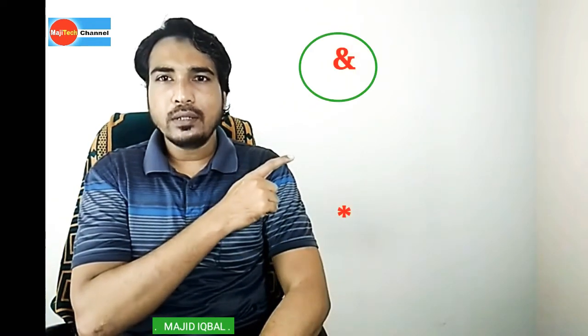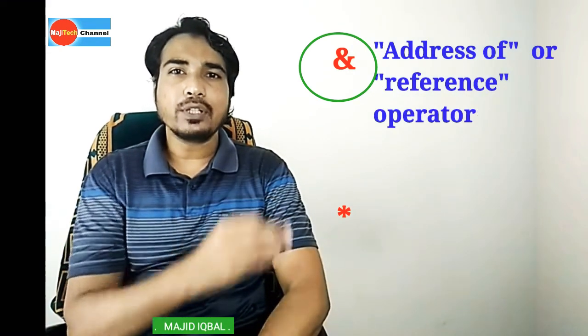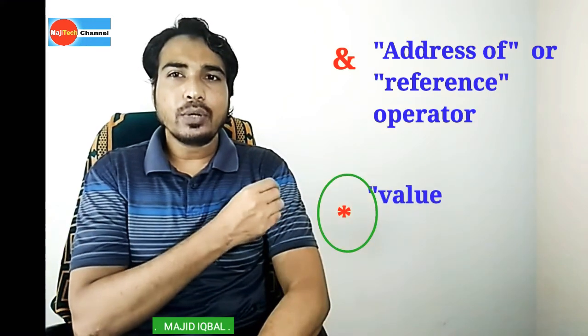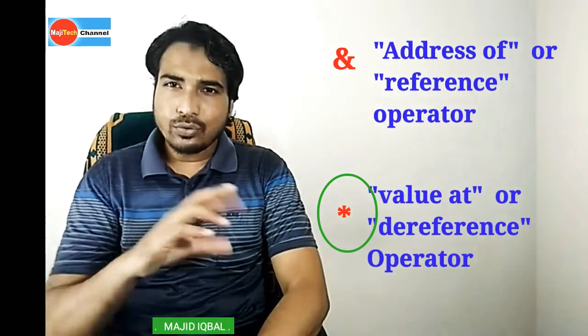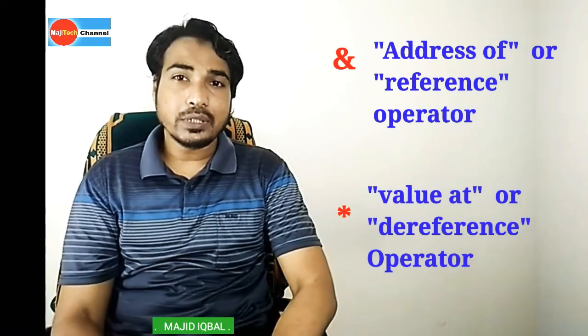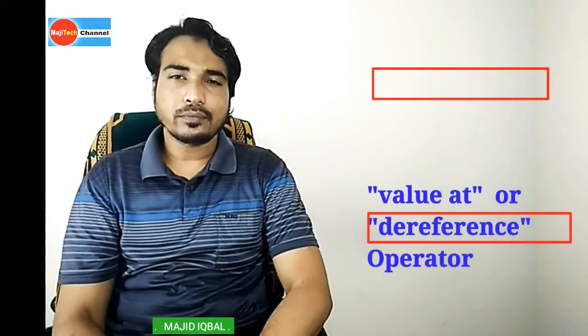In this lecture, the ampersand and asterisk operators are very important. Here ampersand is known as the address of operator. It is also known as the reference operator. And the asterisk symbol is known as the value at operator and the dereference operator. These two operators are opposite of each other. They are complements of each other. One is known as the reference and the second is known as the dereference operator.